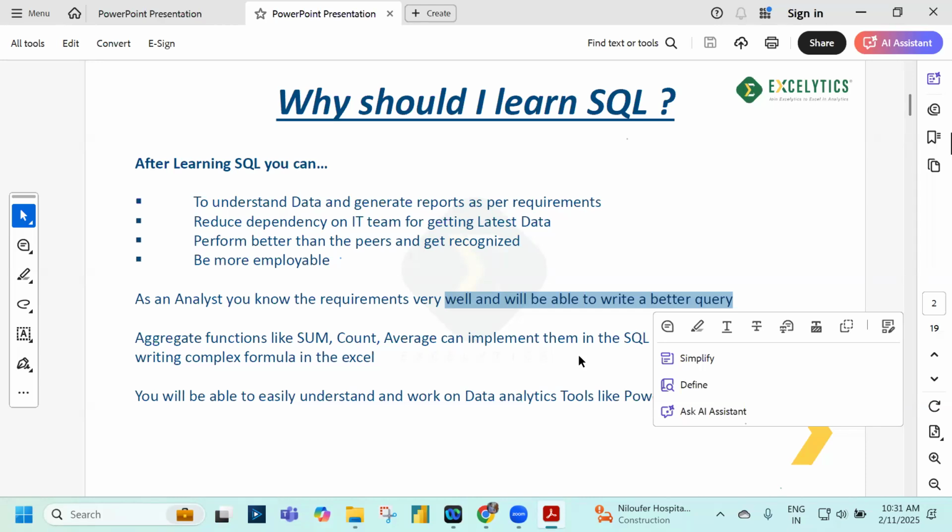So as an analyst, you know your requirement well. So if you learn SQL, you can write a better query yourself. Why do you need to depend on others? It increases the turnaround time also. I can tell you my own experience, okay?